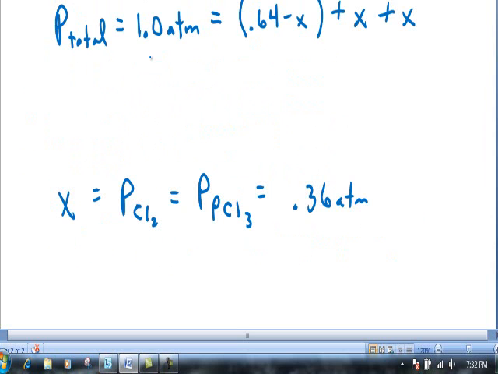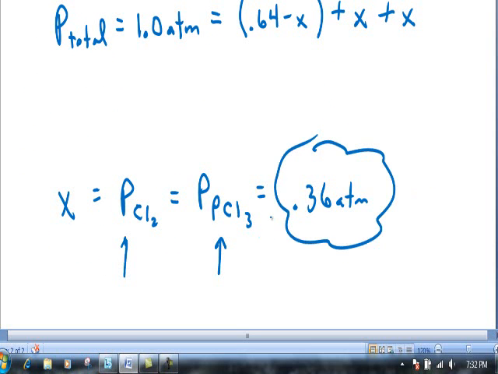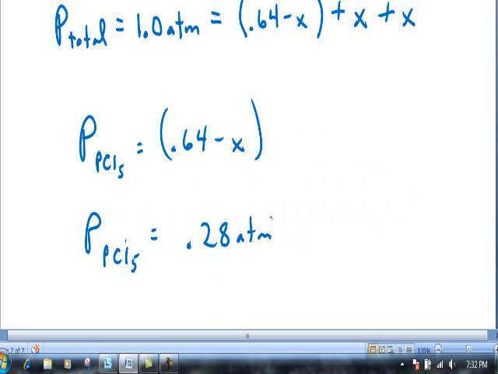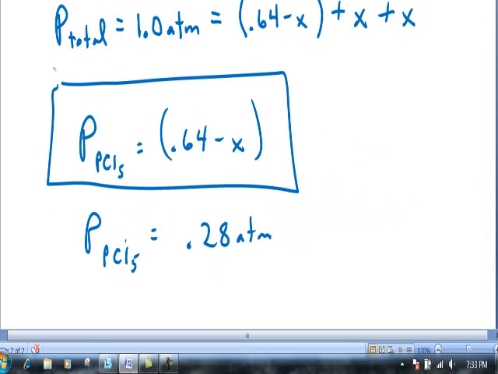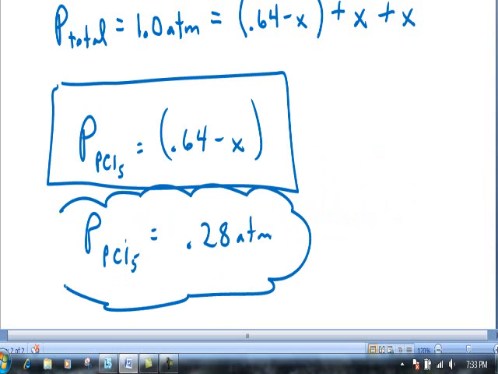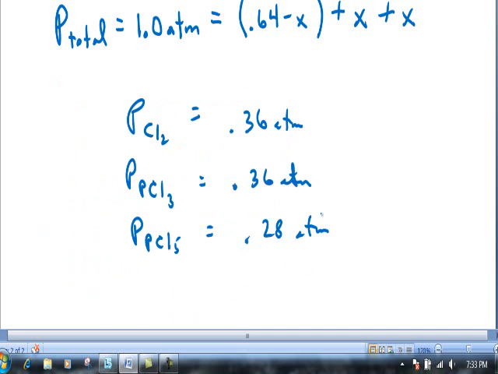Since the quantity X represents the partial pressure of the Cl2 and also the partial pressure of the PCl3 at the reaction's completion, we now know that both Cl2 and PCl3 each have a partial pressure of 0.36 atmospheres. We also know the partial pressure of the PCl5 is represented by 0.64 minus X. Solving, we come up with the partial pressure of PCl5 when the reaction reaches completion as 0.28 atmospheres.